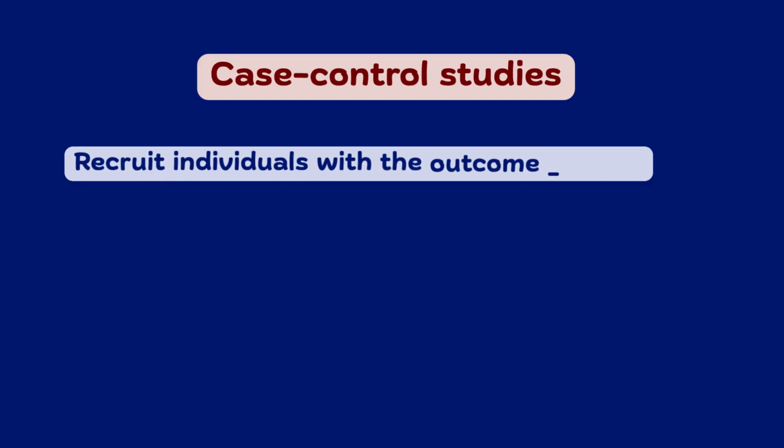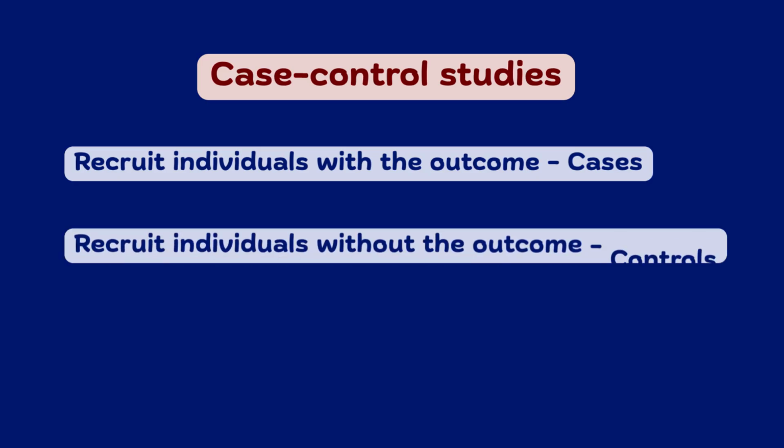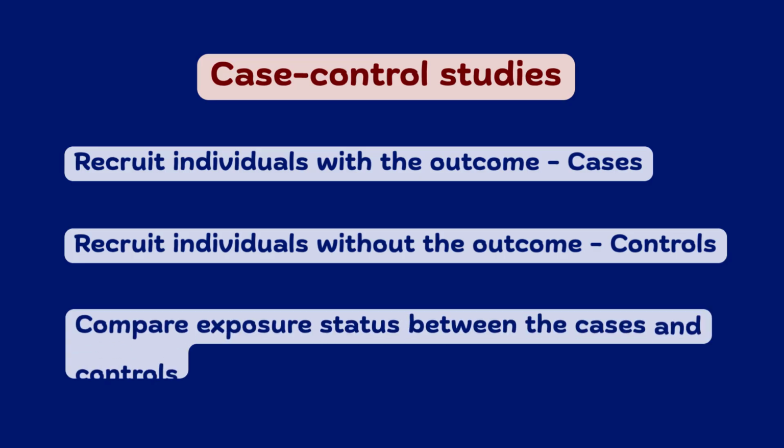In case control studies, the researchers recruit a group of participants with the outcome. They are called cases. Then they recruit another group of participants without the outcome. They are called controls. The researchers evaluate and compare the exposure status between the cases and the controls.